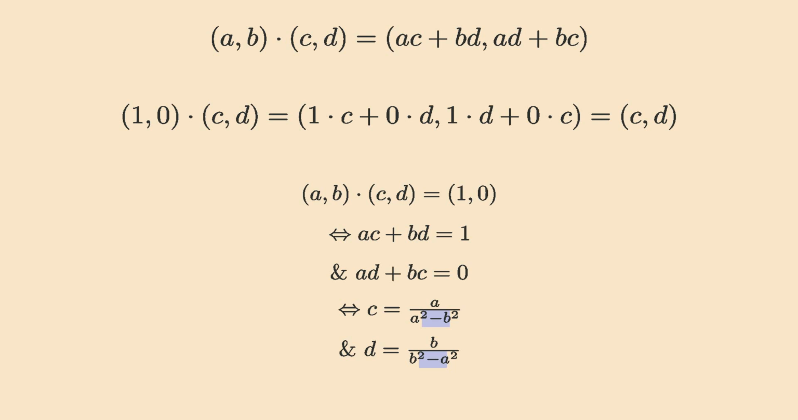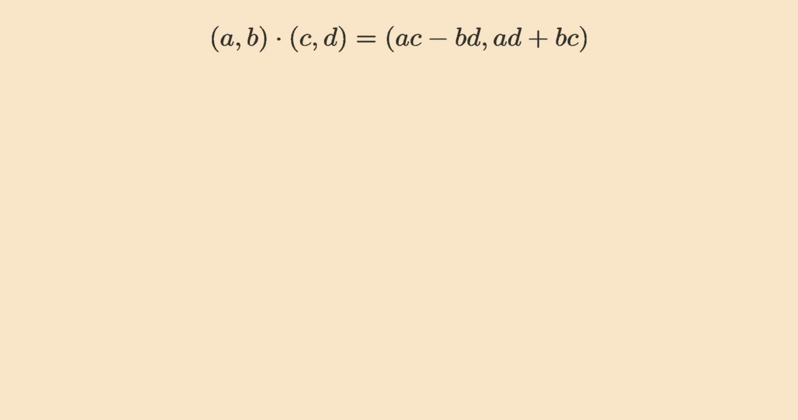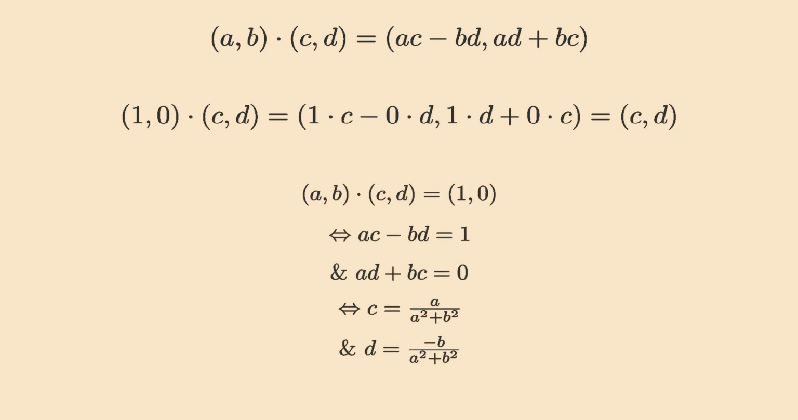Tracing back to where this minus sign comes from, we find that we should change this plus sign into a minus sign. Et voilà! A new and improved multiplication formula. You can check that division works just fine this time. That's because we have a plus sign in the denominator here, so we will never divide by 0, except when dividing by the complex number 0 itself. You can also check that 1, 0 still works as the identity element.